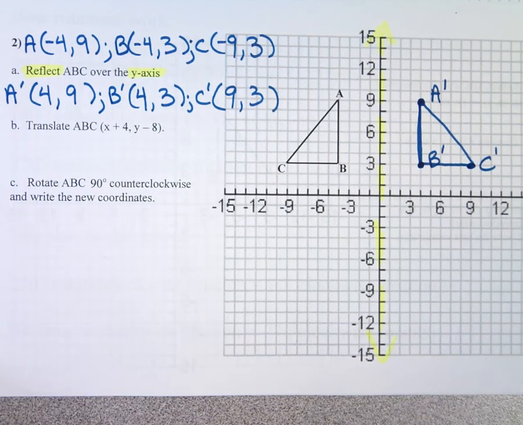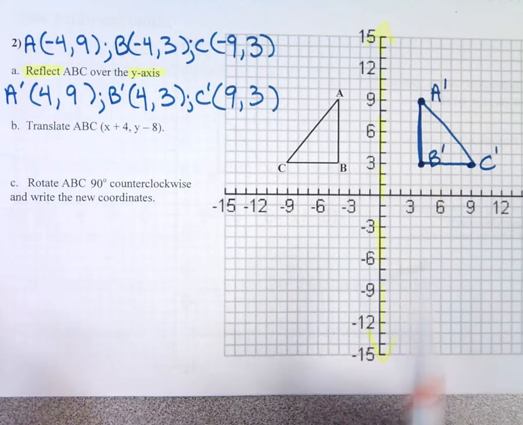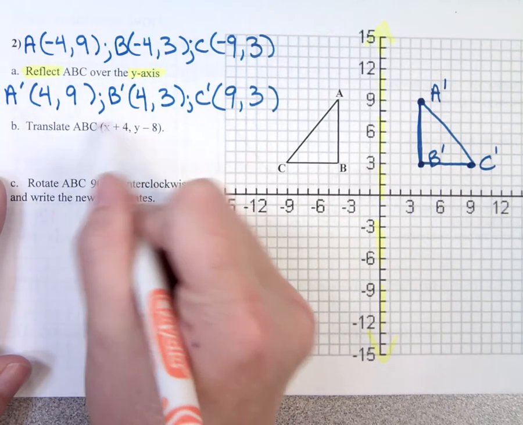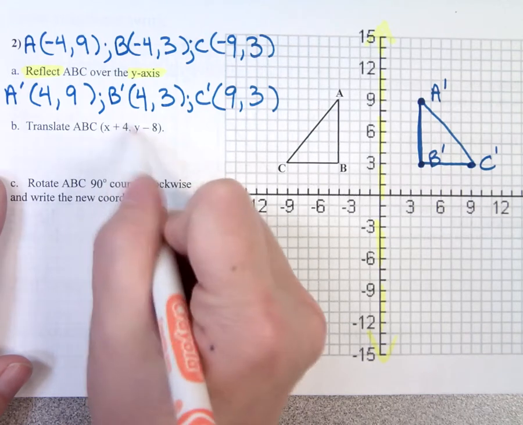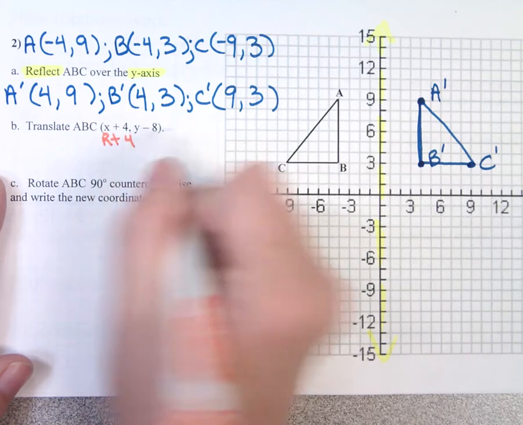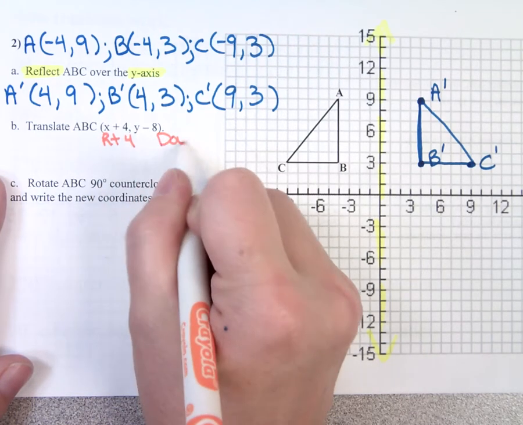So, easy enough to flip over a horizontal or a vertical line? Just count how far away it is from it and make the count again. Okay, now I want to translate it. So, what is the x plus 4 going to make the original triangle do? Not up 4. It's going to go right 4. And the y minus 8 is going to make it go down 8.